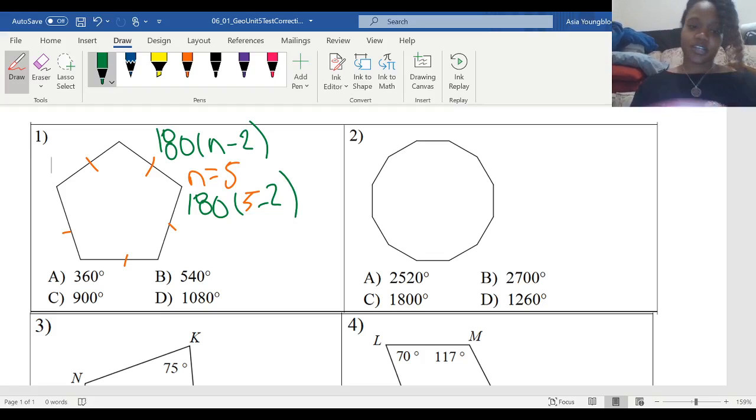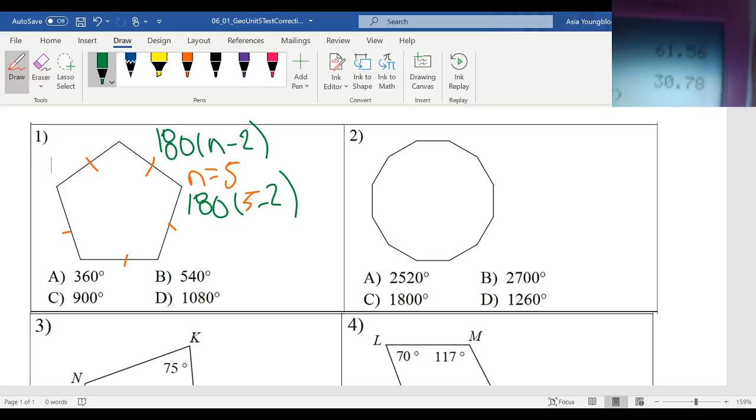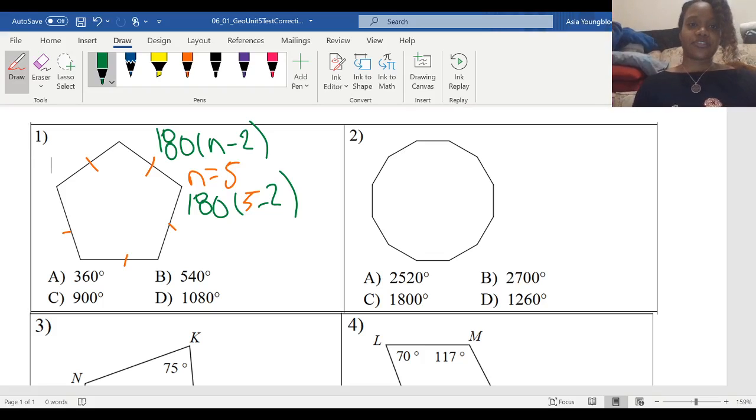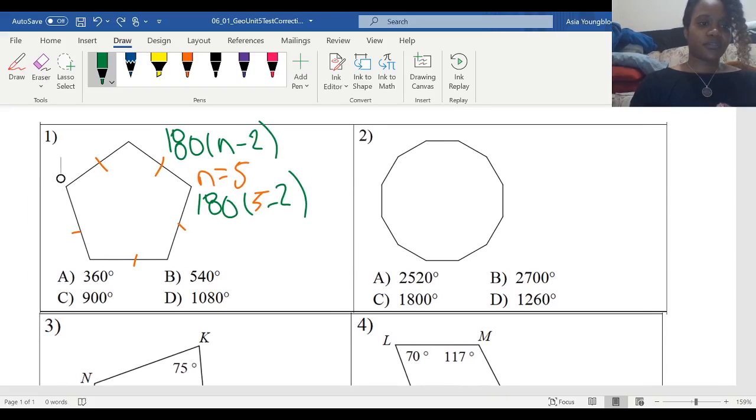And when you type that into your calculator, you get 540 degrees. So our answer for this first problem is 540 degrees, and we can see that that is going to be the letter B.